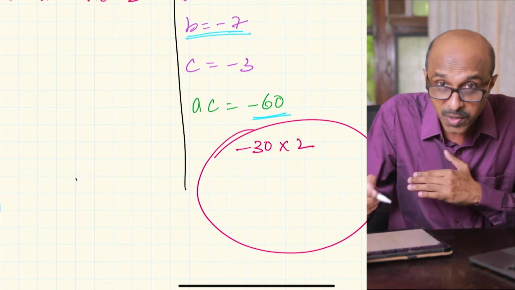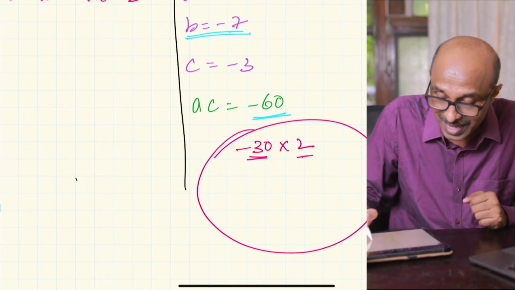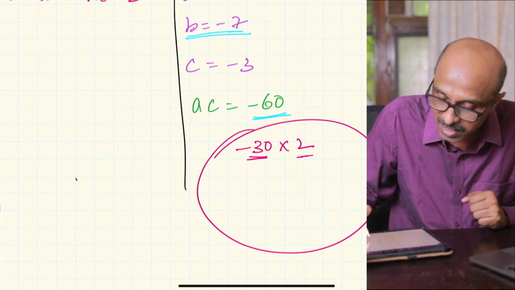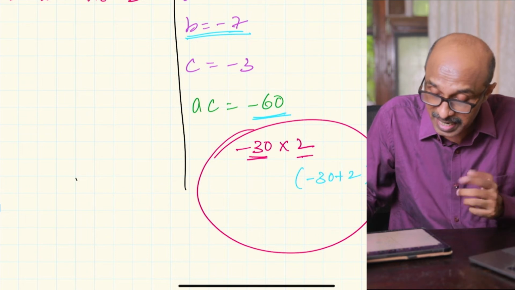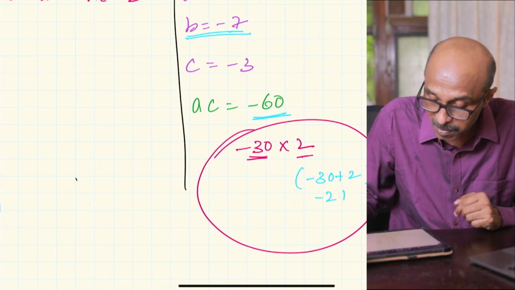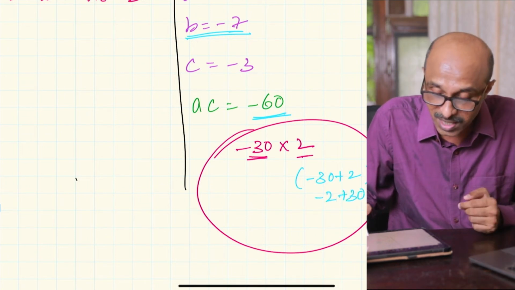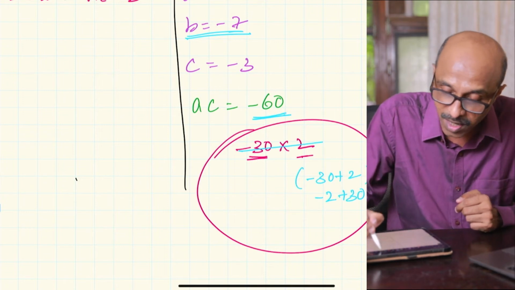-30 times 2. Well, that's not going to add up, because you need those two numbers that add up to -7. What I mean by that is -30 plus a 2. Well, that's not going to give you a -7. Neither will -2 plus a 30. Even that's not going to give you -7. So these factors will not work. Right? What are the other factors?